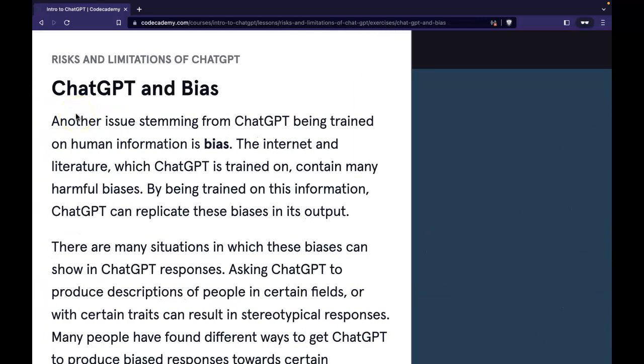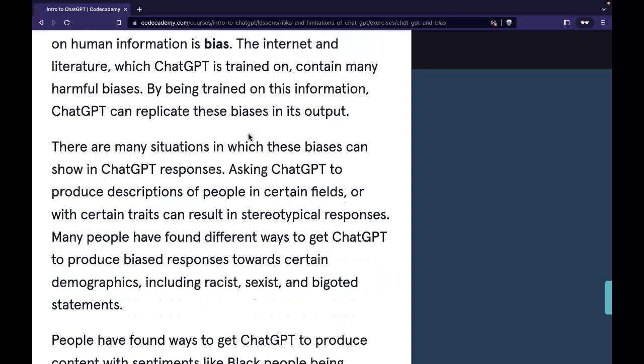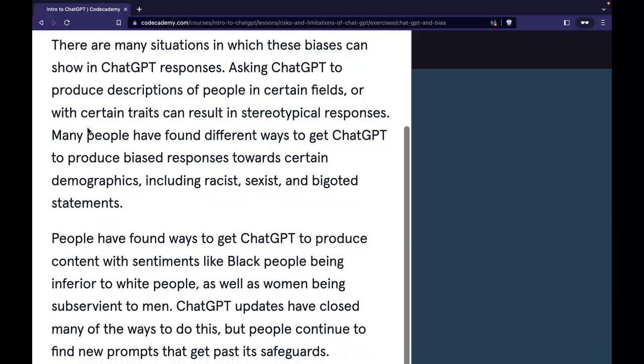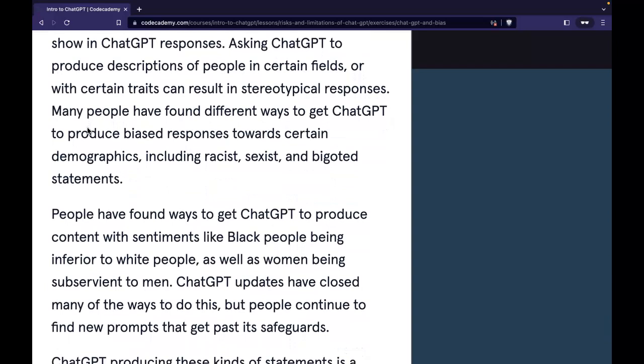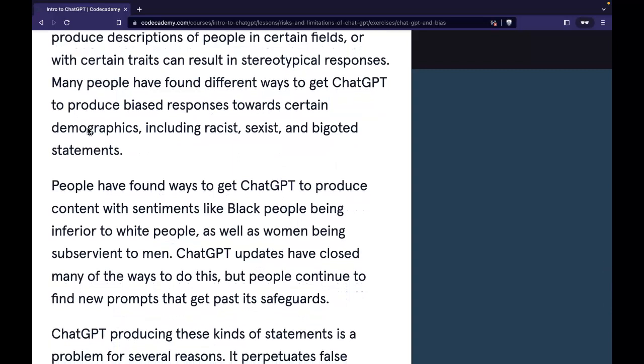Another issue stemming from ChatGPT being trained on human information is bias. The internet and literature which ChatGPT is trained on contain many harmful biases. By being trained on this information, ChatGPT can replicate these biases in its output. There are many situations in which these biases can show in ChatGPT responses. Asking ChatGPT to produce descriptions of people in certain fields or with certain traits can result in stereotypical responses.